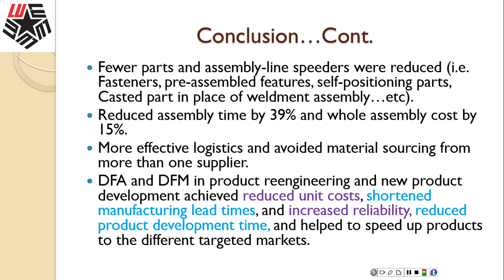Fewer parts and a shorter assembly line, of course, I have done and reduced. So we have many fewer fasteners, pre-assembled features, self-positioning of parts, and cast parts in place of a weldment assembly. So we have much less cost in welding, and much more material reliability instead of having three parts welded together. We have reduced the assembly time by 39% and the whole assembly cost by 15%. So we have a reduction in cost and a reduction in assembly time.